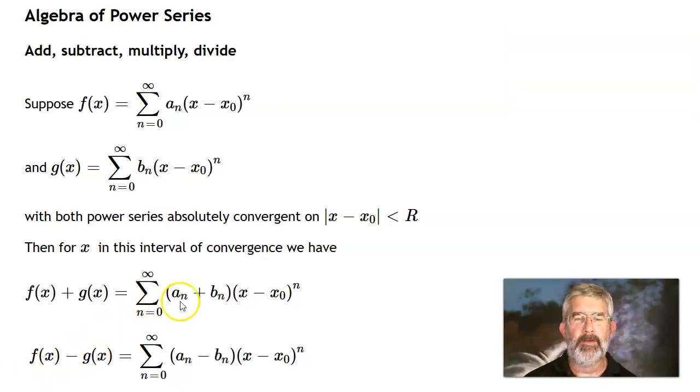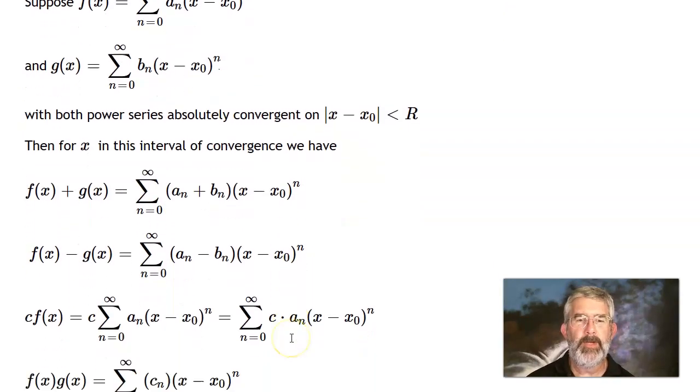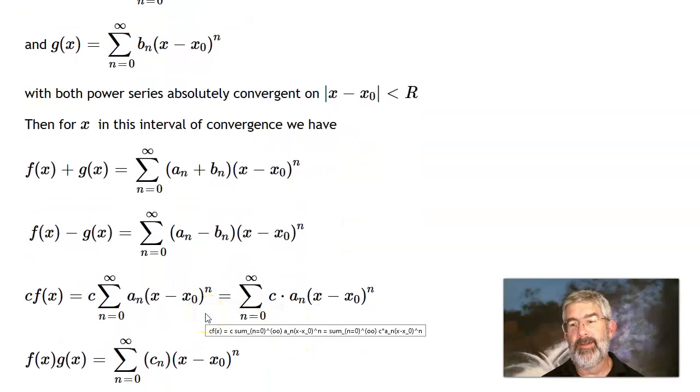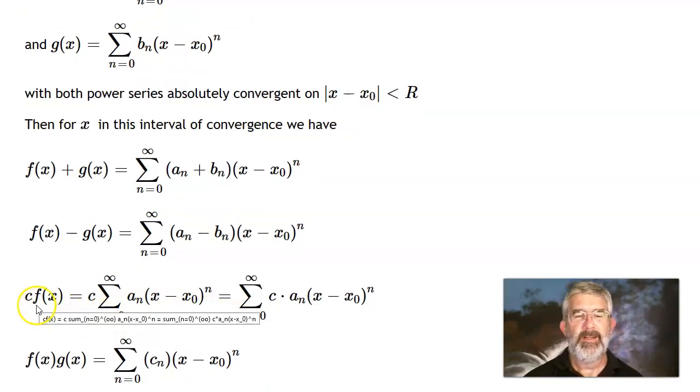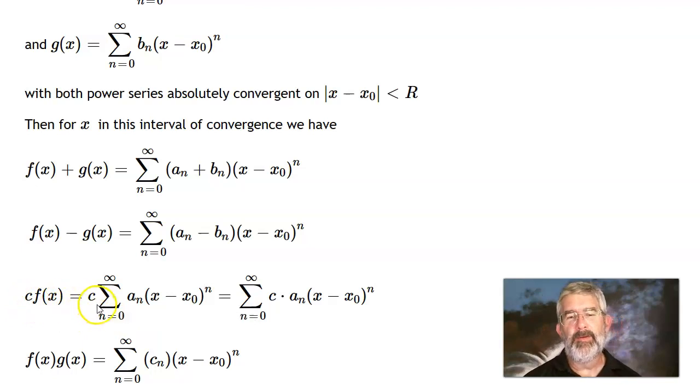All right, so back to the new stuff here. You can add term by term, you can subtract term by term. And as we saw in the example up above there, if you take your power series and multiply by a constant, there's essentially a distributive property, and you can distribute that constant in. This is okay when you're within the interval of convergence.